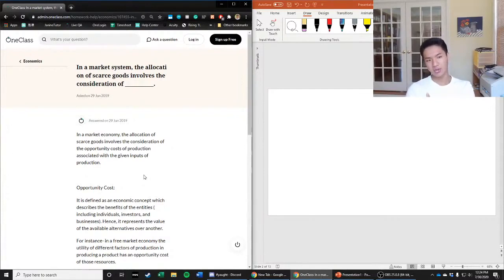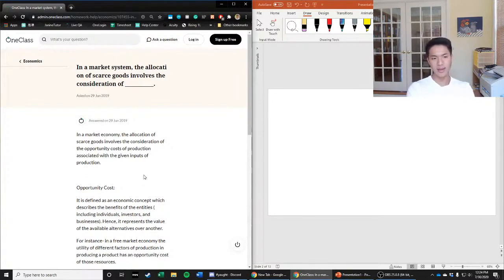And economics introduces this idea of not just accounting costs, which are the money that you pay, but also opportunity costs, which is the cost of the foregone alternative. And that's really important because that's the main distinguishing factor between decision-making in economics and in other fields. And so what we're looking for here is that the allocation of scarce goods involves the consideration of opportunity costs.